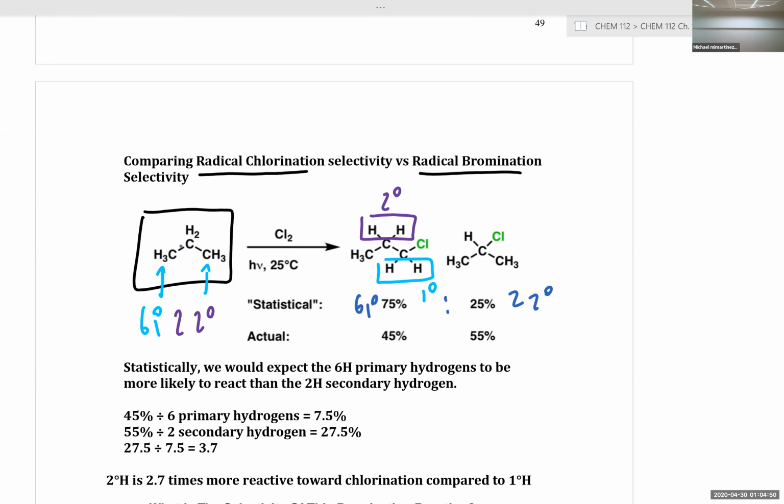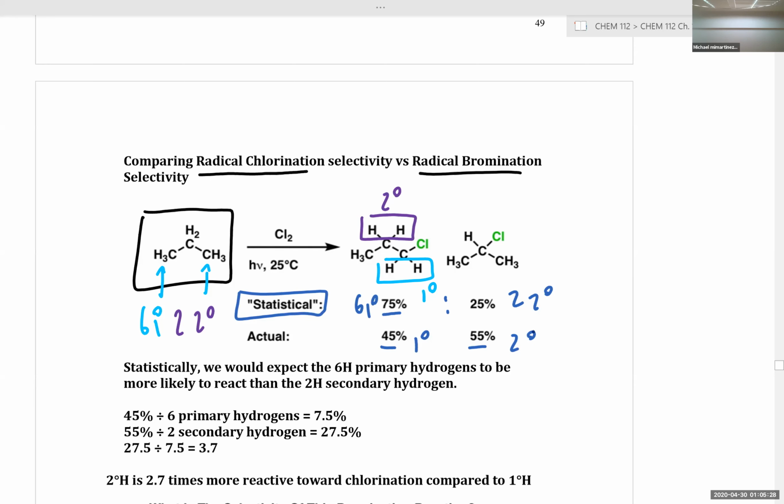Okay. So what I want you to consider is just statistically, just like if you were playing roulette, if you have 6-to-2 odds, there are six primary hydrogens to choose from and only 2 secondary. So statistically, we'd expect roughly 75% of our chlorination cases to occur at the primary. In reality, we see only 45% occur at the primary and 55% occur at the secondary.